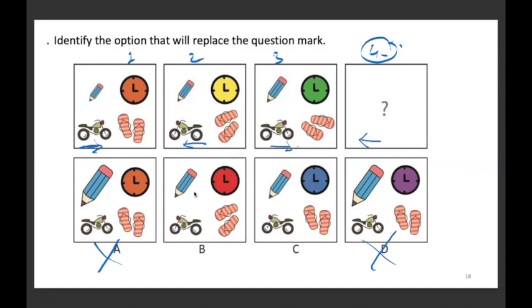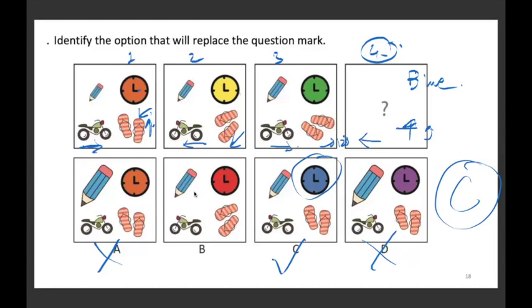So if I go with the color of the clock, it goes from orange, yellow to green, which means it's going towards cooler tones. So that's why this has to be a blue clock. Also, with the slippers, it's oriented like this, then like this, rotated anti-clockwise 120 degrees. Then again anti-clockwise 120 degrees, and then it again rotates anti-clockwise 120 degrees, which means it points like this. So that's why option C is the one which will be correct. Okay, now move to the next one.